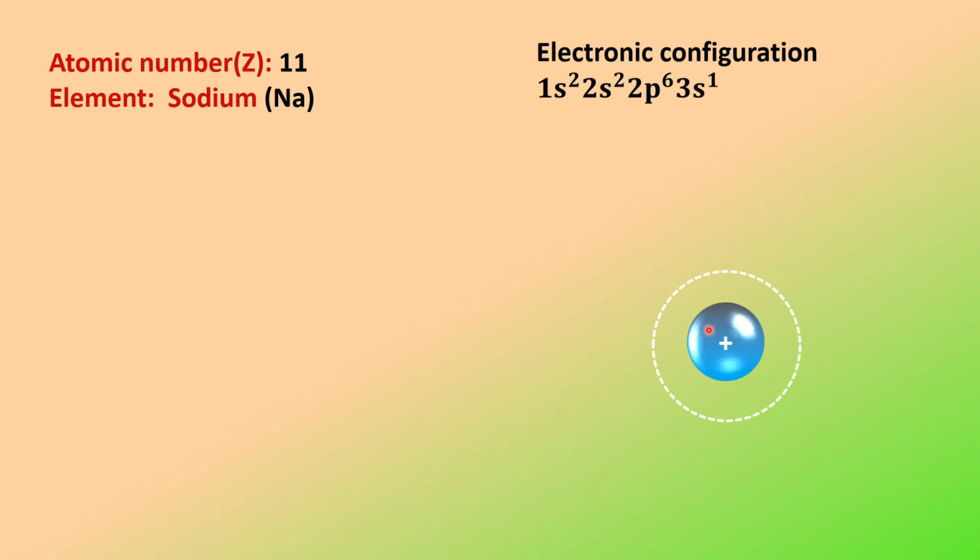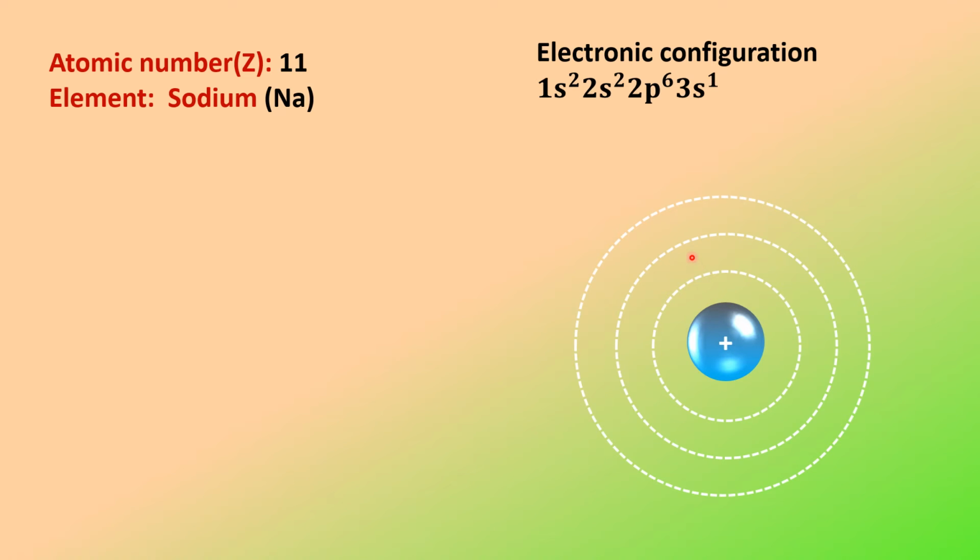This is the sodium nucleus and these are the 3 shells. So from sodium onwards, we'll see the third shell also. First shell, it has 2 electrons. Second shell, 2 plus 6, 8 electrons. And in the third shell, we have 1 electron. So for the Lewis dot structure, the third shell is the valence shell, which contains 1 electron.